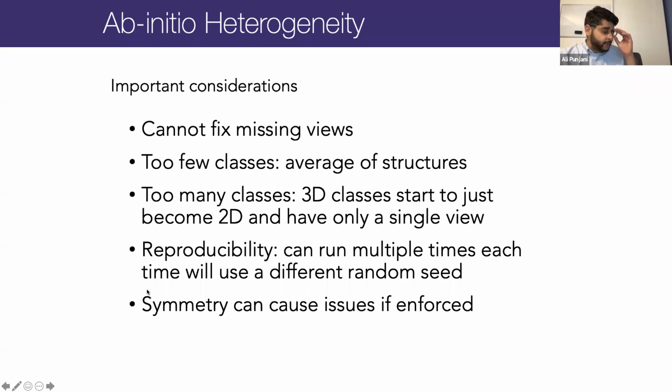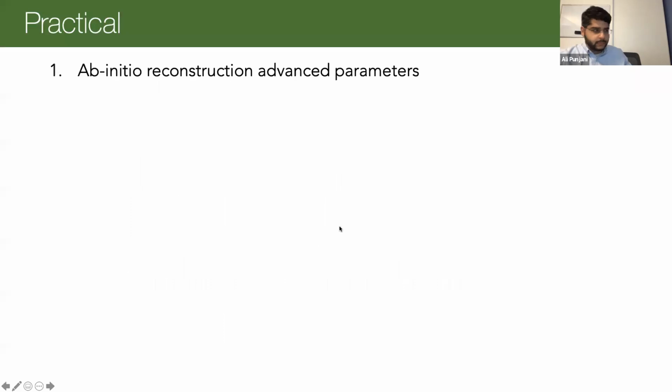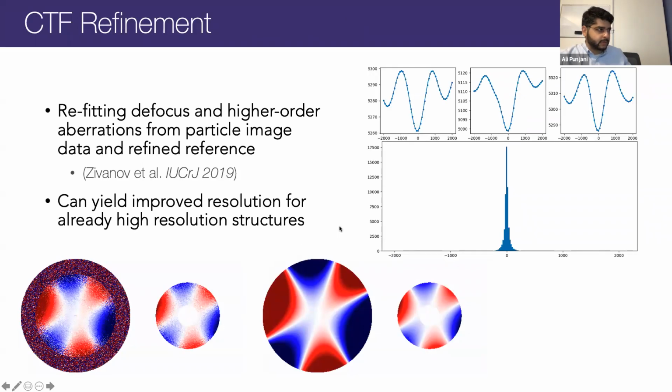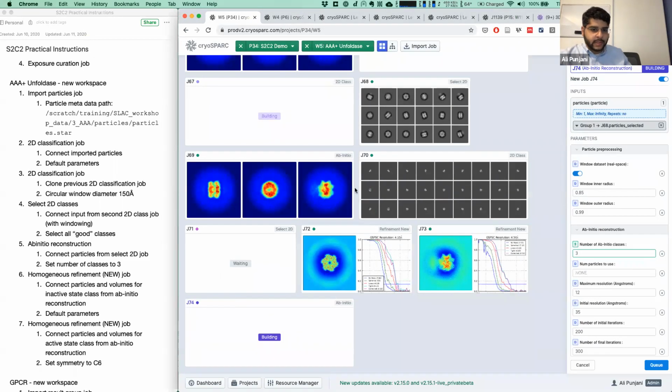And finally, as we mentioned already, symmetry can cause issues if it is enforced by locking ab initio reconstruction into a local optimum that's incorrect. So that's everything I wanted to say about ab initio reconstruction, and we've already seen how it works on this data set. We talked about ab initio reconstruction advanced parameters. So if there are any questions at this point, I can take those, otherwise move on to the next type of processing.